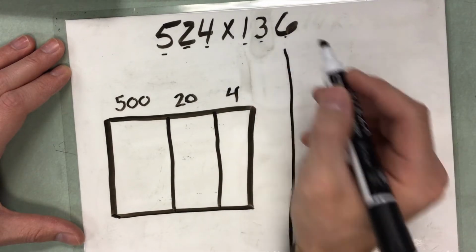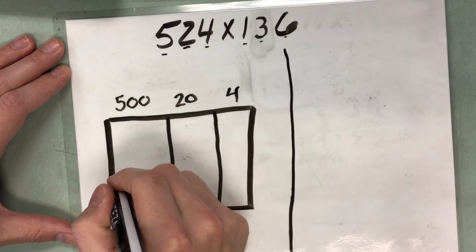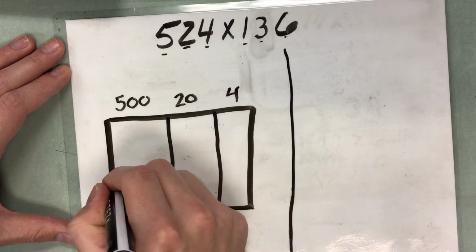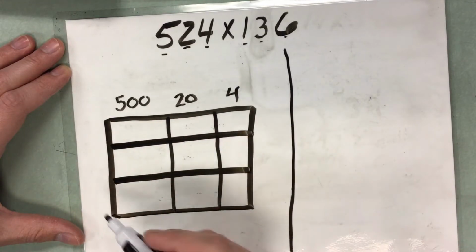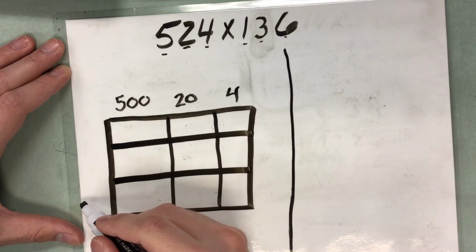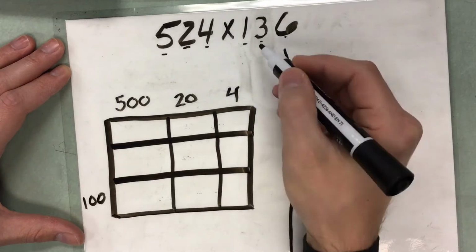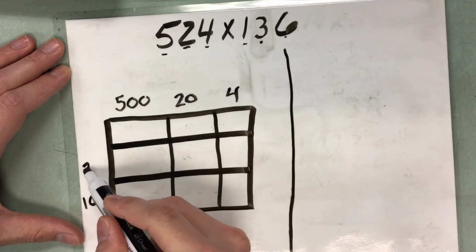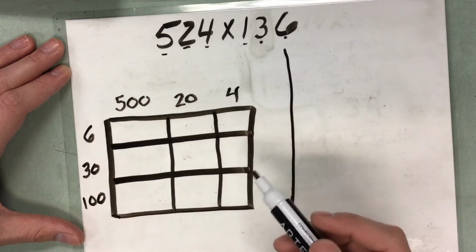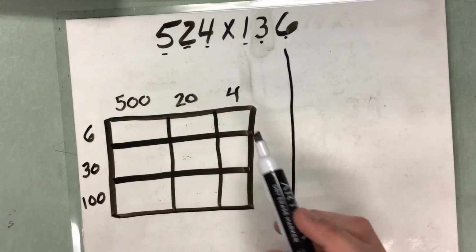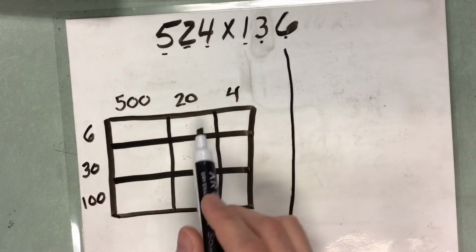Then I'm going to move on to 136. To do 136, we need to make 3 rows. Starting down here in the bottom, this is my 1 or 100. Then I'm going to go to tens. 3 tens are 30. And then 6 for 6 ones. Now what I'm going to do is multiply to find these areas.